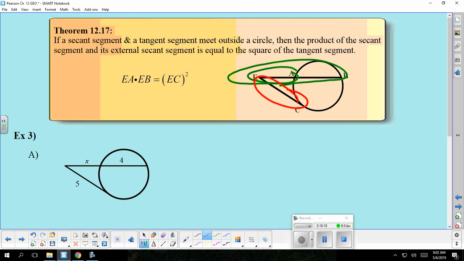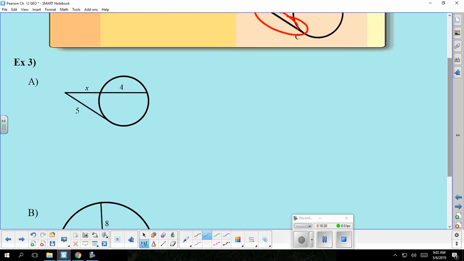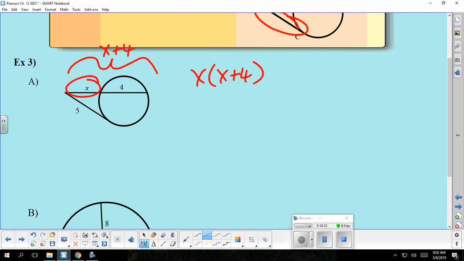All right. So, outside section, and then the length of this whole thing is x plus 2. So we have x times x plus 2 equals 5 squared. So x squared plus 4x equals 25.